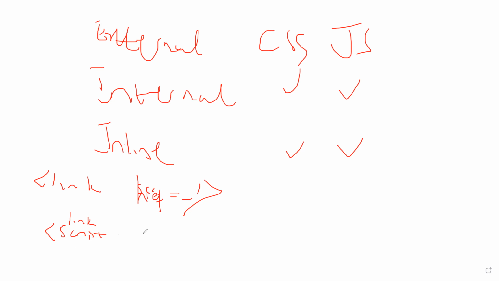Then we indicate the type, so we indicate the type of document we are trying to add to it. In this, for the CSS, we indicate stylesheet, while for the JavaScript we indicate, I think JavaScript. Yes, is that JavaScript or script?